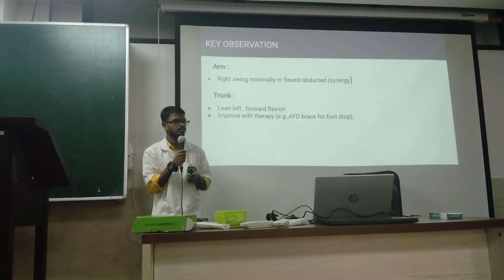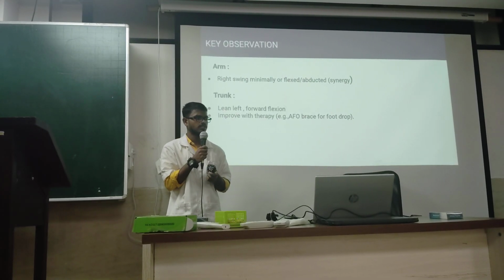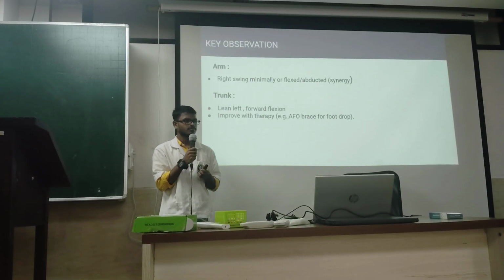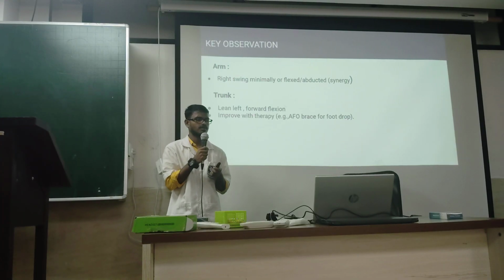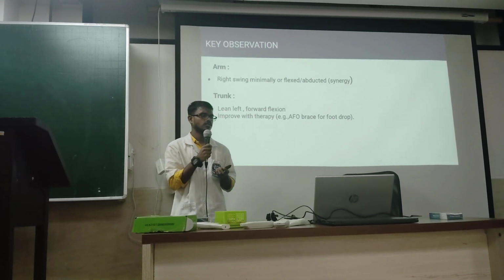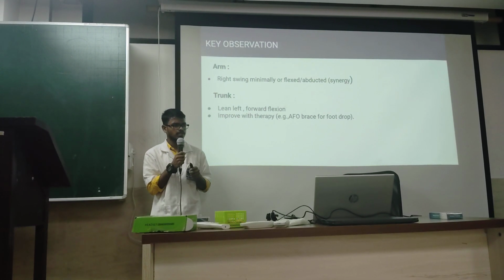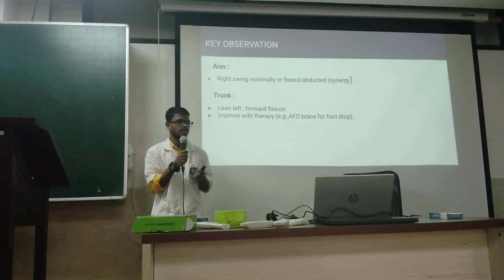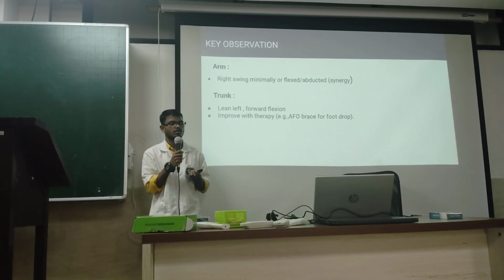And we have key observations. Normally the arm on the affected side swings minimally and remains flexed at the elbow and adducted near the body due to flexor synergies. Also the trunk leans to the normal side for balance, and he bends forward. And we can also improve the pattern of walking by therapy, that is ankle foot orthosis.